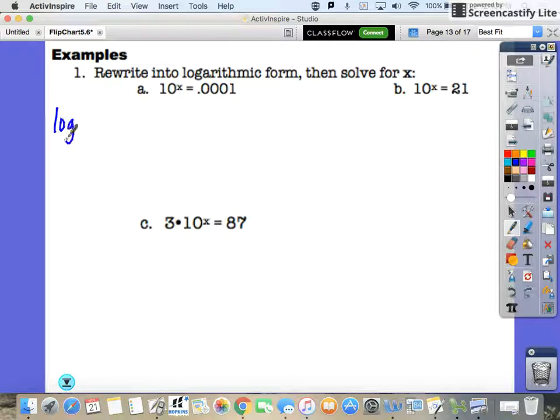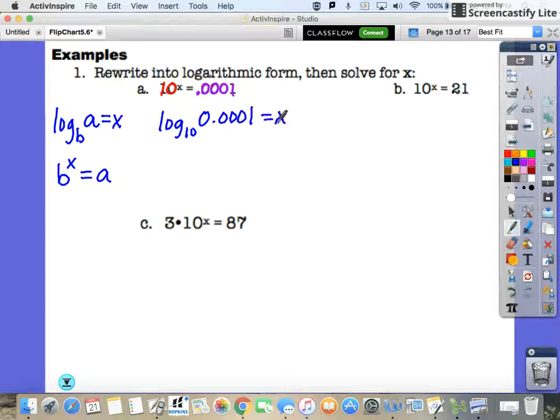So we have two forms. We have log form, log base b of a equals x, which can be rewritten into b to the power of x equals a. Right now, what we have is 10 as our base and 0.0001. So when we rewrite this, it's going to become log base 10 of 0.0001 equals x.